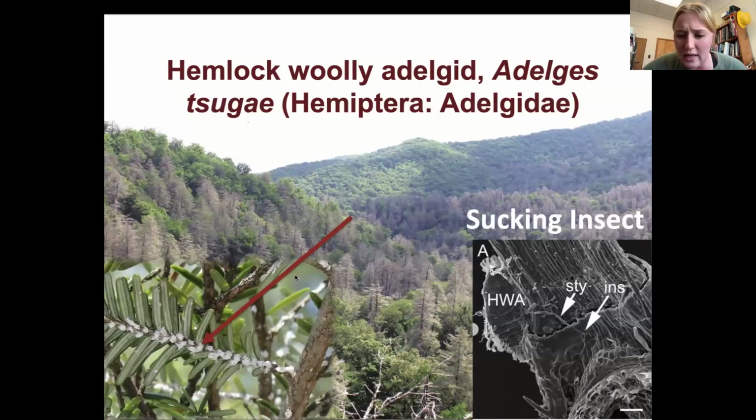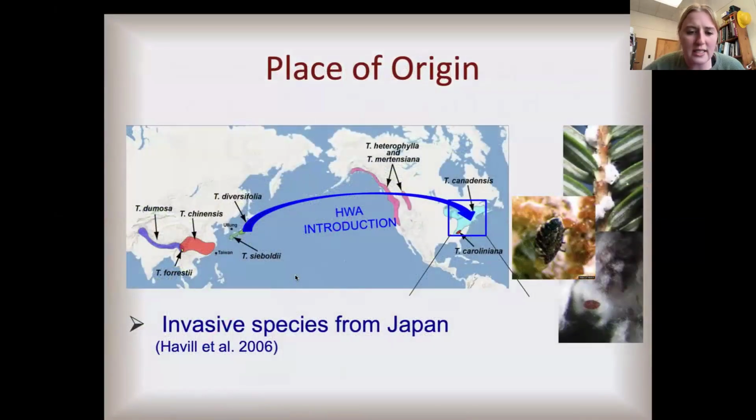And if we look at the place of origin, where did this invasive come from? It was actually hard to figure out at first until we did some molecular work. This map here shows all of the different hemlock species that we have in the world.